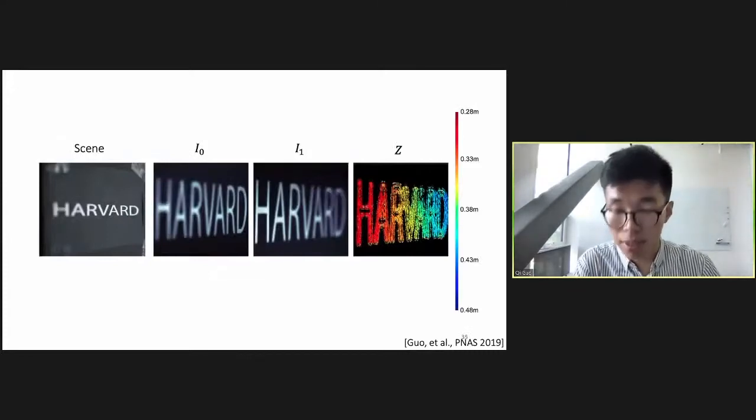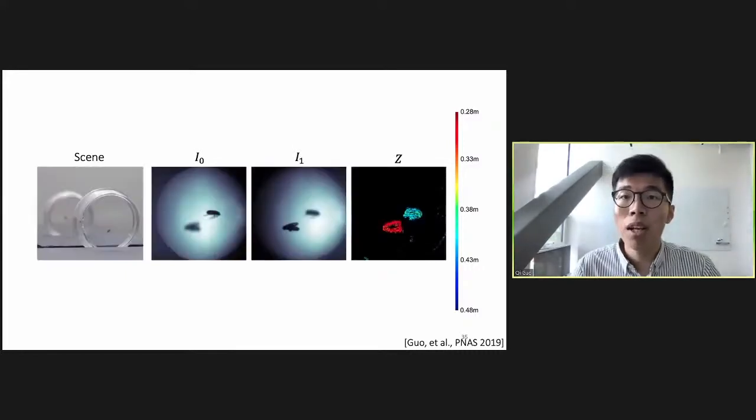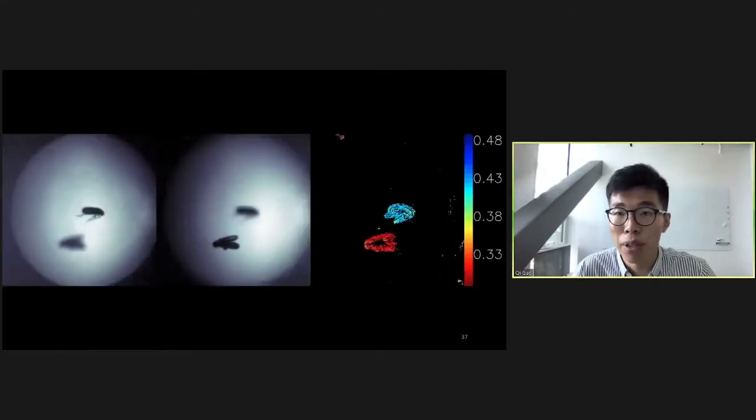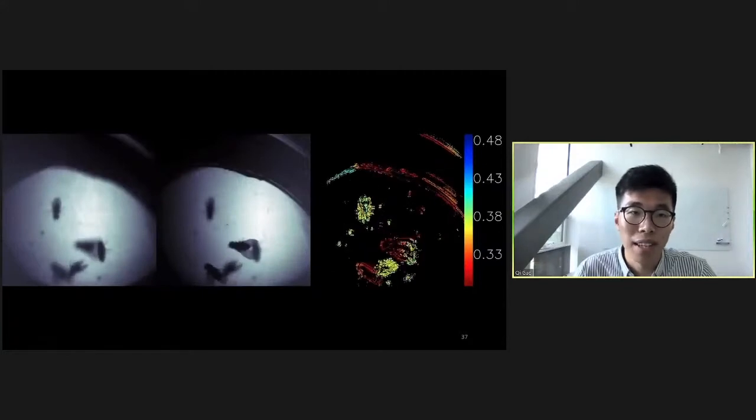Here are some results. The first image is the scene, and the second and third are the defocused image pairs. The fourth is a sparse depth map masked by the confidence. All the depth maps are masked using the same confidence threshold. And this is a textured plane that is slanted. To mimic the jumping spider, we use the sensor to predict depths of fruit flies. And here's a video of real-time depth generation. It can run at 100 frames per second. These are dead fruit flies, and these are living ones.